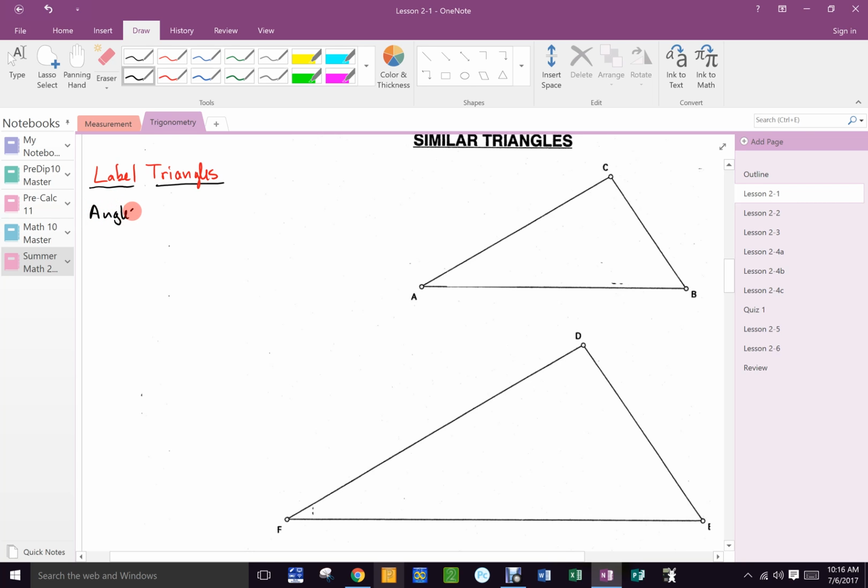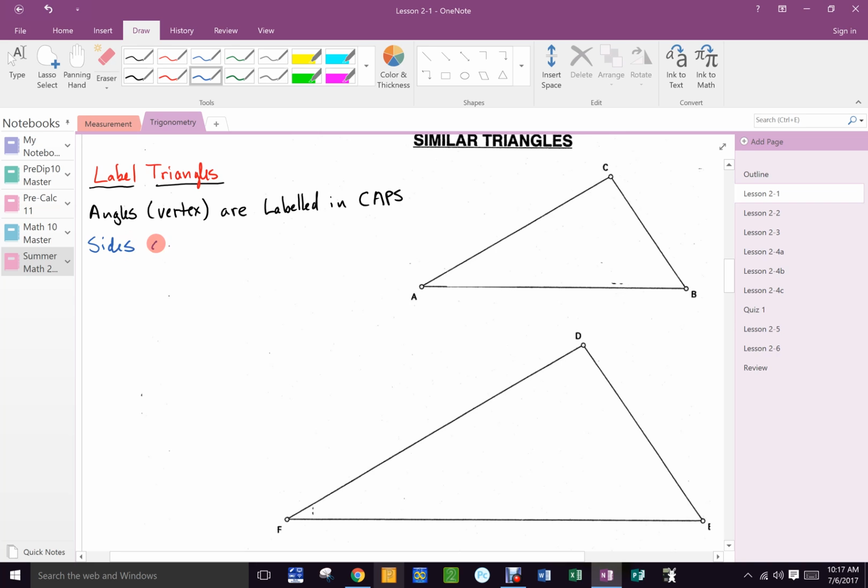Angles, which are also called a vertex, are labeled in caps. So A, B, C. Capital letters on the corners of all shapes, not just triangles. We always use capital letters for the corners. Okay?